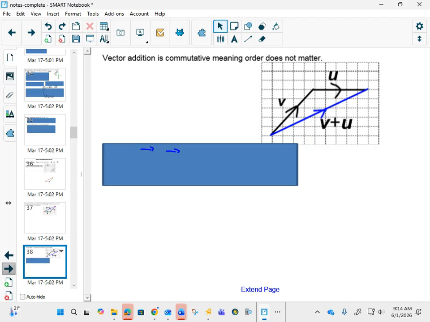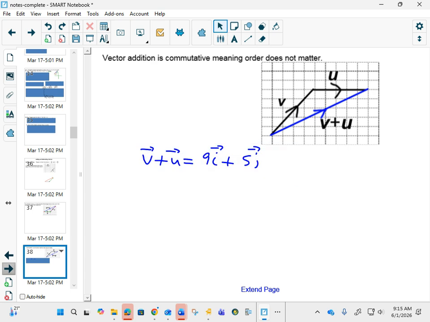The order doesn't matter. You know how we went through the properties of matrices and we found out some weird matrix properties like multiplication, the order matters? Adding didn't matter for matrices. Adding doesn't matter for vectors. u plus v is the same as v plus u. And in this one, we've gone 9 to the right and 5 up.